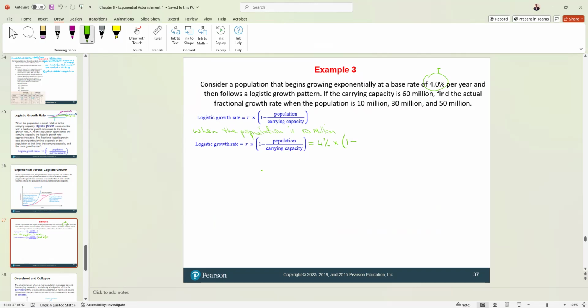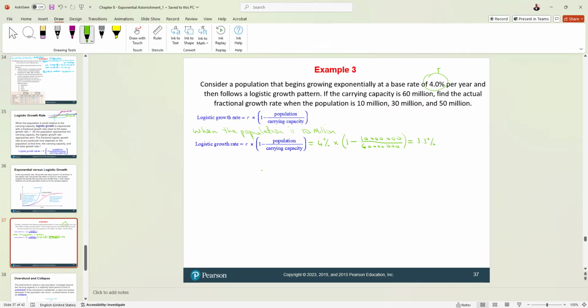So we're gonna set 4%, 4 over 100 or 0.04 times 1 minus, what is the population we talked about? 10 millions, over the carrying capacity. They said if the carrying capacity is 60 millions, voila. Then all you need to do, grab your calculator, it would be 3.3%, right? So that's what we're gonna find.